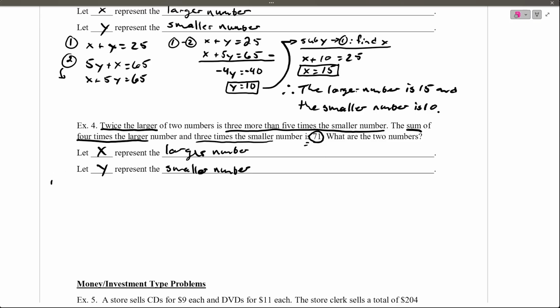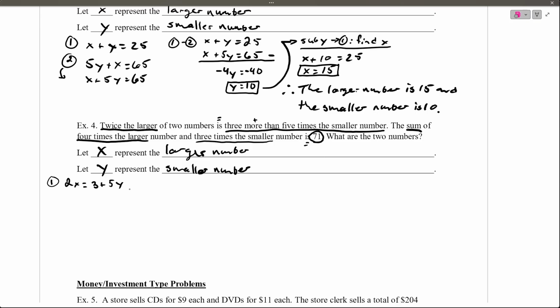So equation number 1 says twice the larger number. So the larger number is x, so twice the larger number is 2x. Twice the larger of two numbers is, so that means it's equal. It's equal to what? It's equal to 3 more. Well, more is the same thing as saying add. So 3 more, so we could say 3 plus 5 times the smaller number. 5 times y, 5y. Okay. There's equation 1.